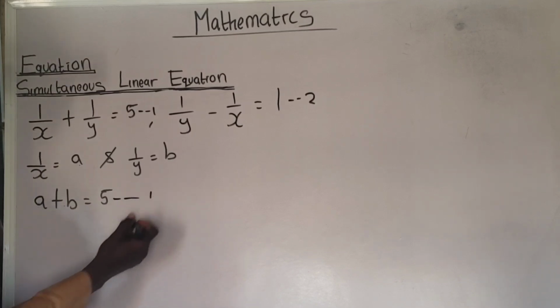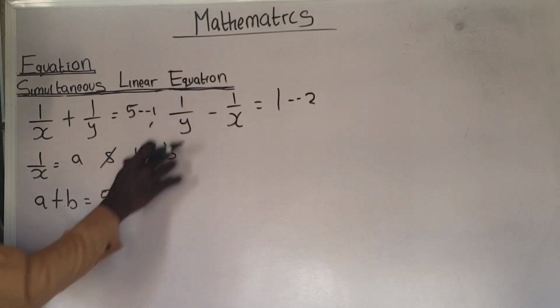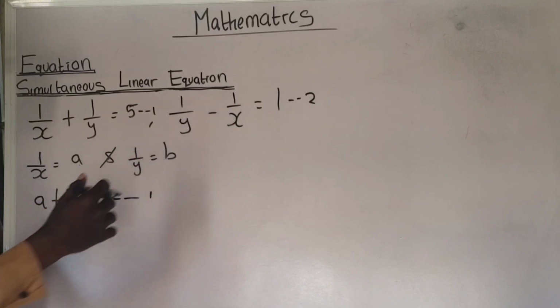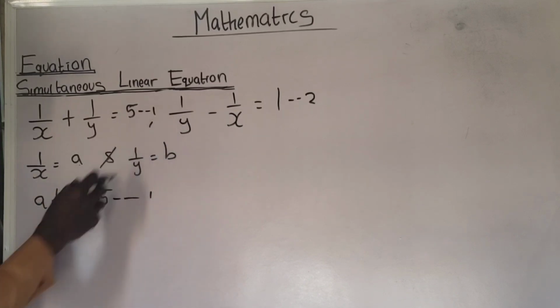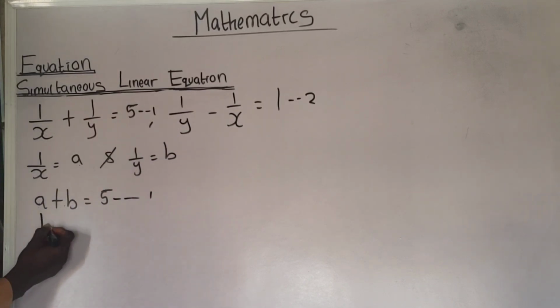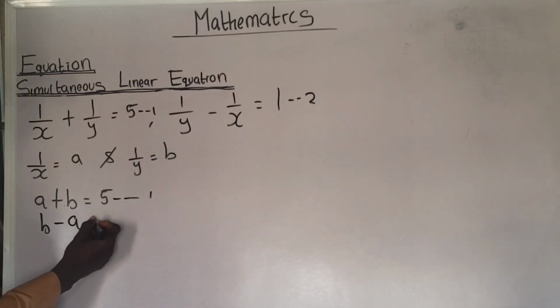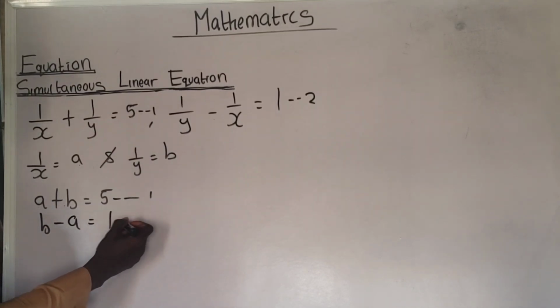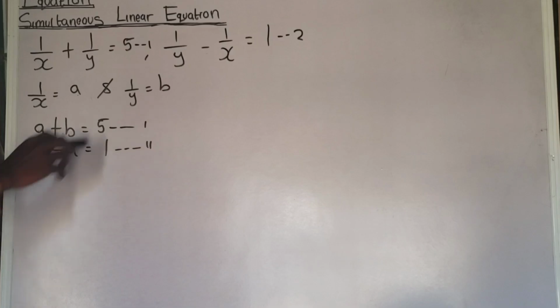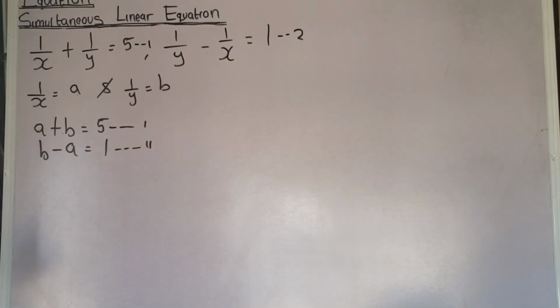This is equation 1. And for the second equation, 1 over y minus 1 over x is equal to 1. Now, 1 over y is equal to b. So I'm going to have b. Now, we have a negative sign. For this, I'm going to have negative a is equal to what? 1. You understand? So this will become equation 2. We have equation 1 and 2. How do we solve these equations simultaneously? Let us use the substitution method to solve these equations.